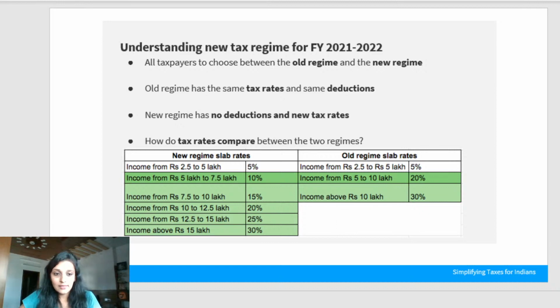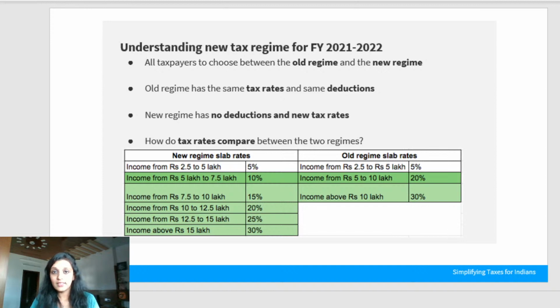So as you can see, under the new system, income between 5 lakh and rupees 7.5 lakh would be taxed at 10%, while income between 7.5 lakh and 10 lakh is taxed at 15%. This was 20% flat on the entire range for the existing regime, starting from 5 lakh till 10 lakh.